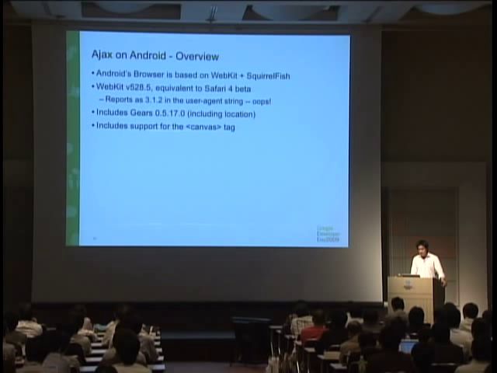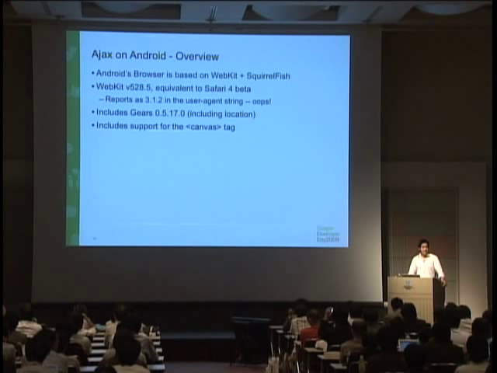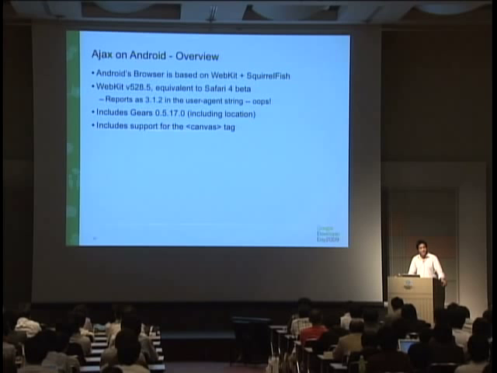So Ajax apps on Android, what do those look like? Well, Android's browser is powered by a combination of WebKit and Squirrelfish. WebKit is the rendering engine that runs also on things like Apple's Safari browser. And currently, the version of WebKit that we're using is 5.28.5. It's equivalent to Safari 4. We do have a minor bug in that we report the Android browser's user agent string to be 3.12, when it really should be 4.0, and we'll fix that.